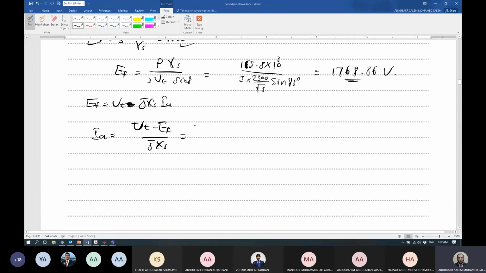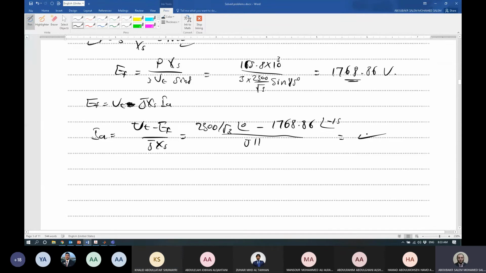So simply, we have V terminal, which is 2300 over square root of 3 at angle 0, minus excitation voltage 1768.86 at angle of delta. Delta equals 15 or minus 15? Minus 15, because this is a motor. Take care about this. Otherwise, you will assume that it's a generator, so everything will be wrong. Over JXS, which is given as J11. So from here you can get the value of armature current.